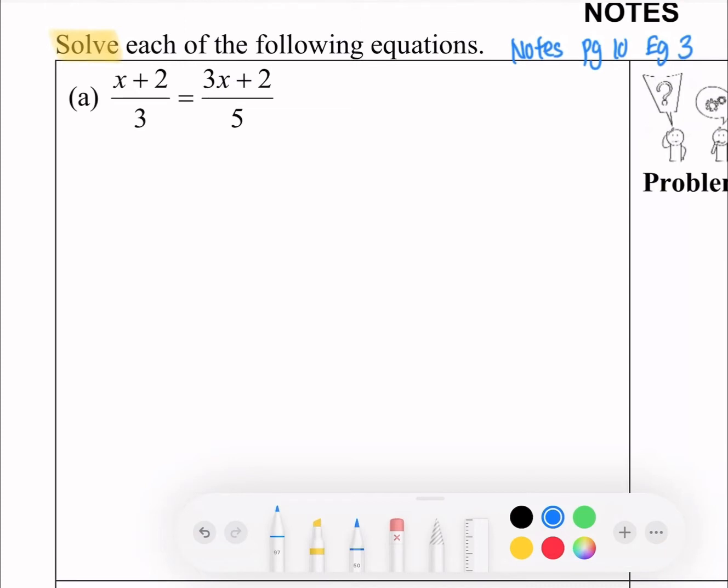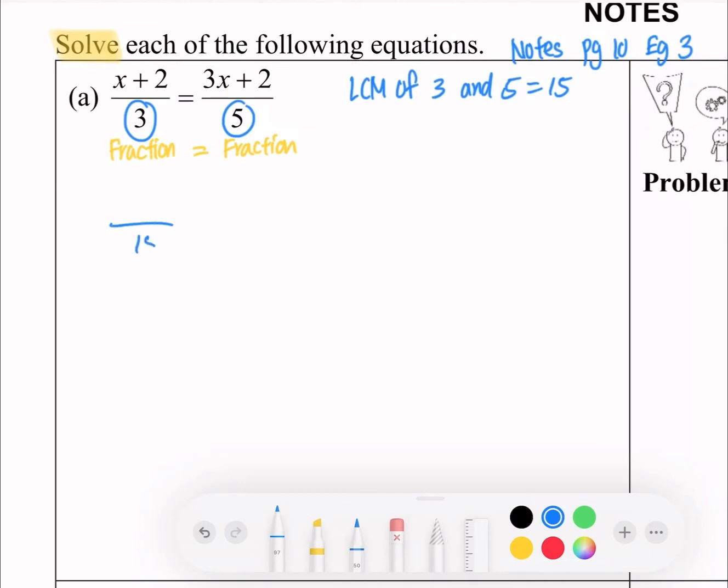Okay, let's begin. In this question, a fraction equals another fraction. To solve this kind of question, we had learned in the previous question that equivalent fractions both have the same value for the numerator and also the denominator. So the trick of solving this kind of question is to convert the denominators to the same lowest common multiple. The lowest common multiple of 3 and 5 is 15.